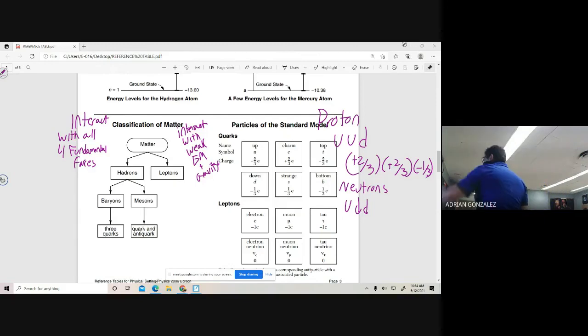Neutrons are an up and two downs, which gives you a charge of a big fat zero. Then we discovered other ones like charms and tops and bottoms. And eventually we discovered stuff that looked like matter but moved the opposite way and called that antimatter.